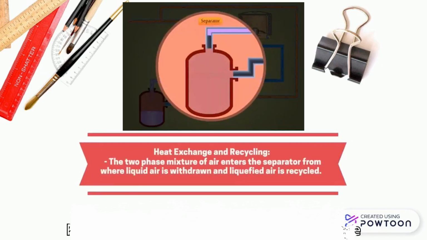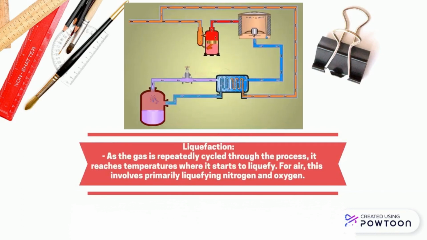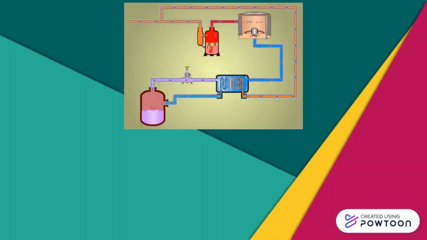Furthermore, recycling through heat exchange. The two-phase mixture of air enters the separator, from where liquid air is withdrawn and the remaining air is recycled. Lastly, liquefaction: as the gas is repeatedly cycled through the process, it reaches temperatures where it starts to liquefy. For air, this involves primarily liquefying nitrogen and oxygen.